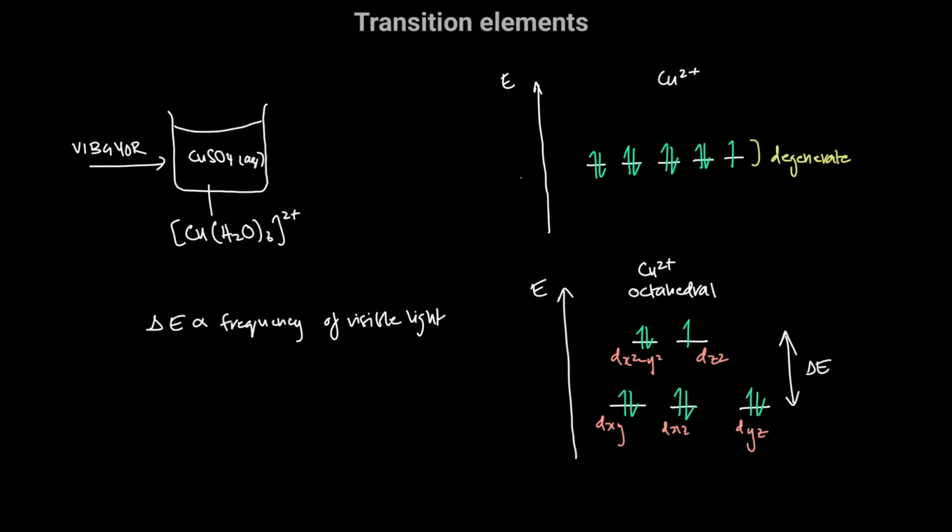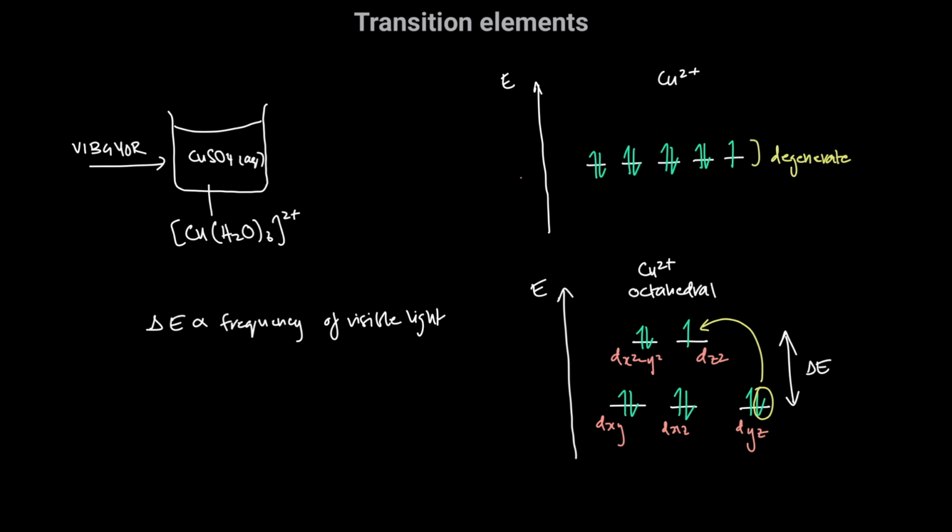Now again, this difference in energy corresponds to a very specific frequency of visible light. When that frequency of visible light is absorbed by the solution, it results in the promotion or excitation of an electron from a lower energy d orbital to a higher energy d orbital.